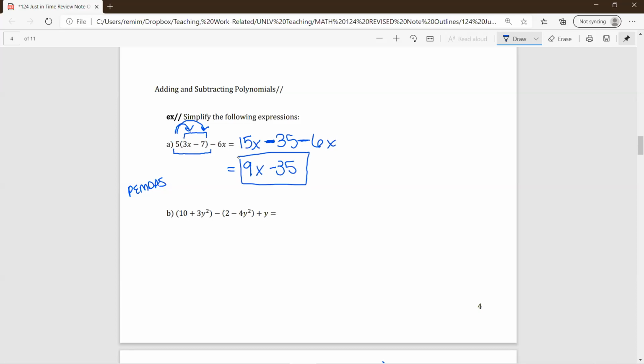For part B, first thing I see here is this minus and then the parentheses after it. So it's really kind of like saying minus 1 times what's inside the parentheses. So always distribute minus across parentheses. So the first parentheses I can just drop because there's nothing in front of that. But in the next one, I'm going to distribute the minus. So I'm going to get minus 2, and then minus with a minus gives me a plus 4y squared. So you're going to see that a lot in the class, so make sure that you do this distribution of the minus sign. And then we have a plus y at the end.